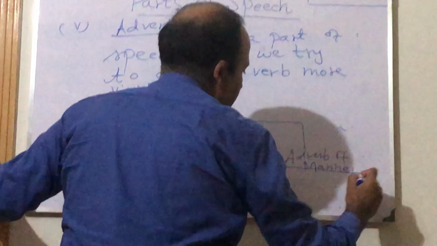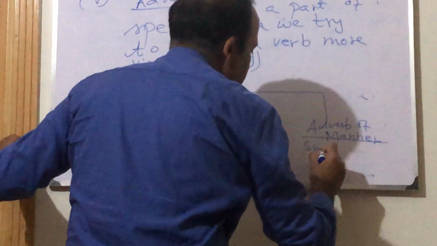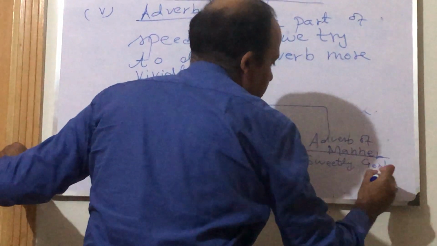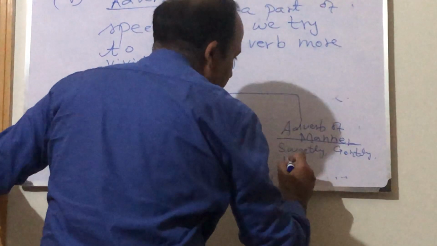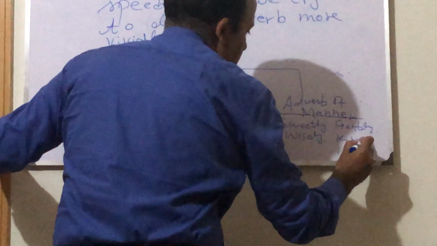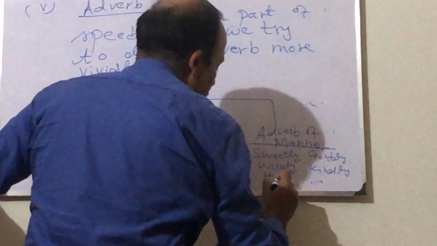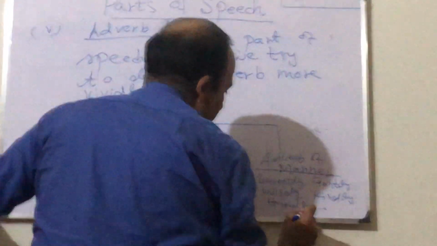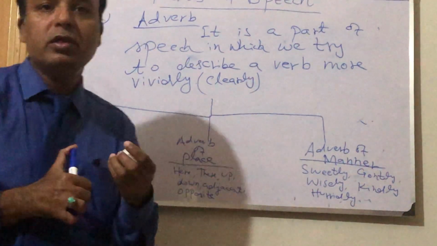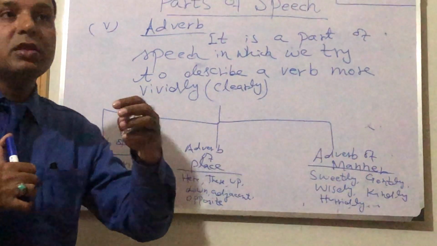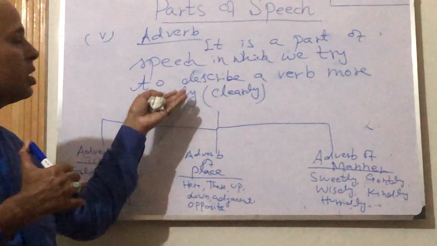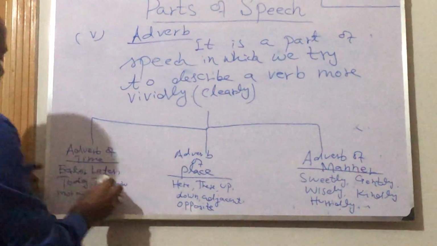Now, adverb of manner. Adverbs of manner like sweetly, gently, kindly, wisely, hurrudly. All these which show certain manner are categorized as adverbs of manner. Just like if I say she is singing a song, but when I say she is singing very sweetly, that sweetly automatically becomes an adverb. Okay, now we need to carry on with that.